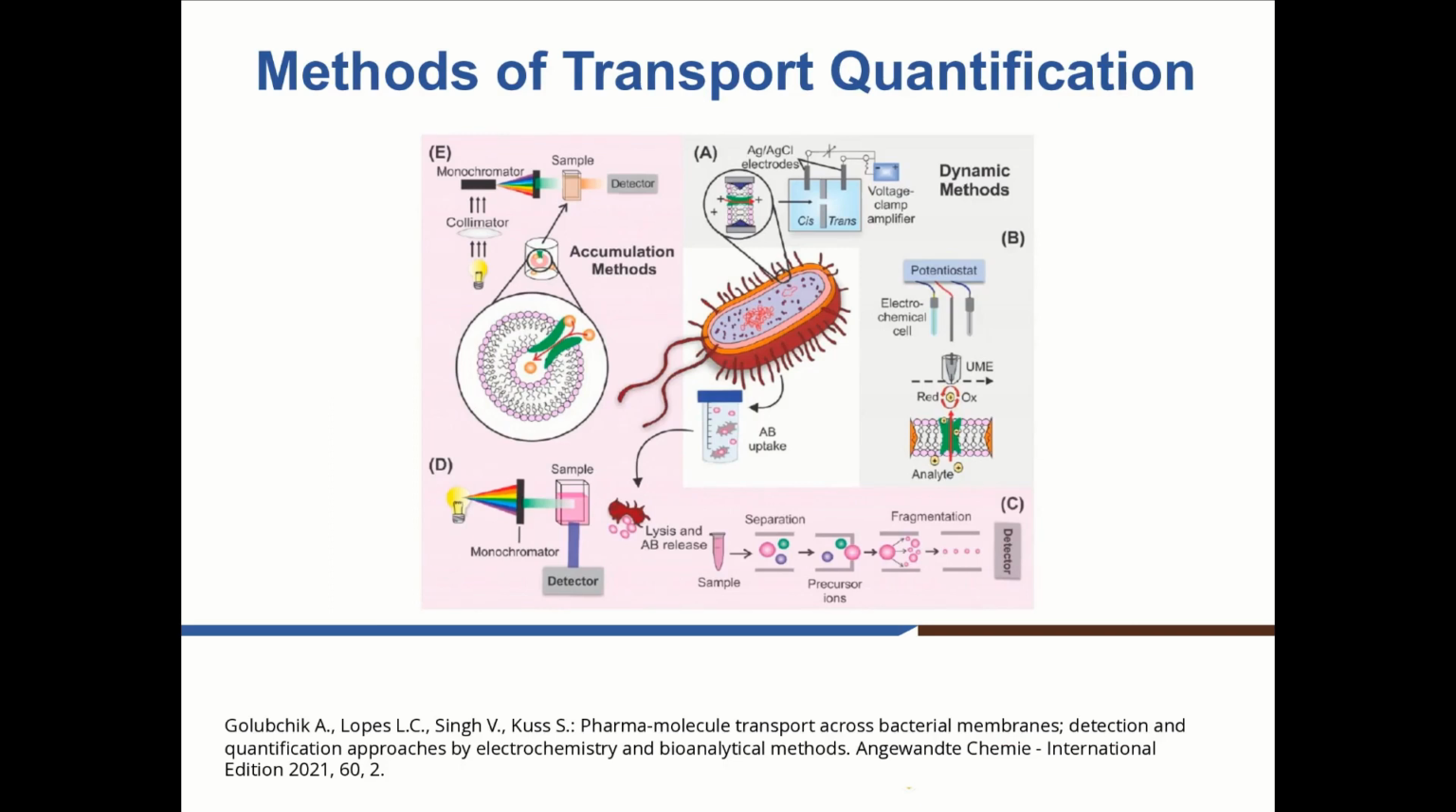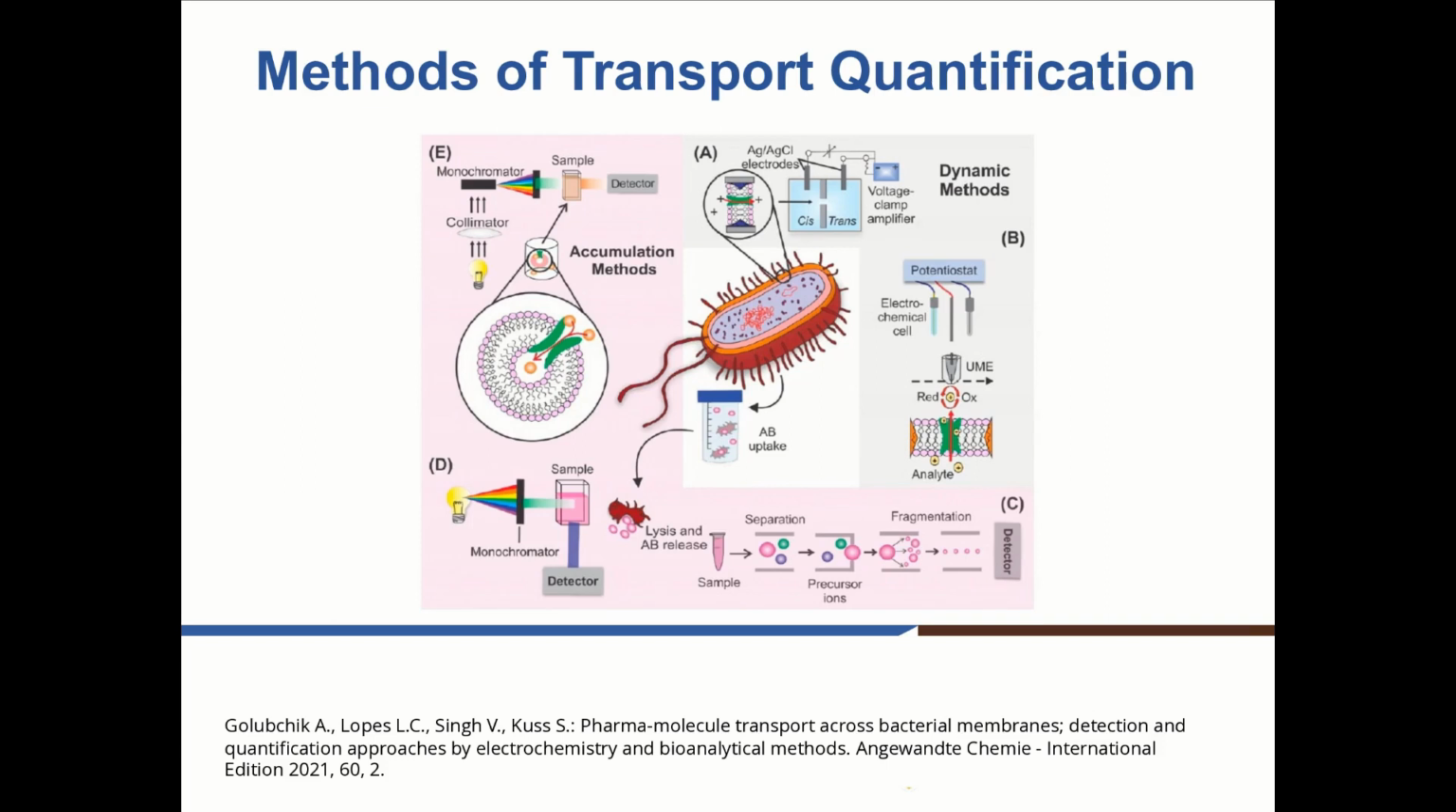There are many bioanalytical methods that aim to quantify the transport of molecules from cells, such as mass spectrometry or chromatography methods. In our recent publication in Angewandte Chemie, we summarize these methods and show these approaches for the accumulation methods and dynamic methods. If this is a topic that interests you, I would like to refer you to this publication. It's also provided as a handout to this webinar.